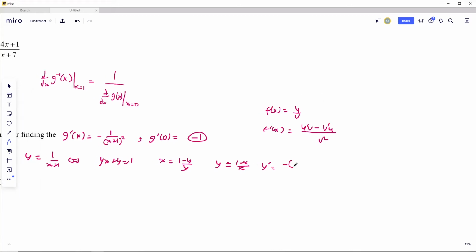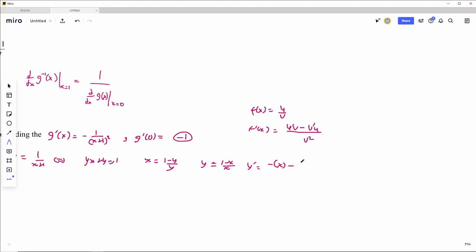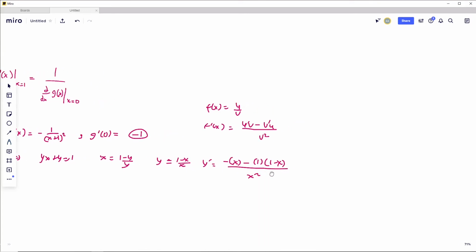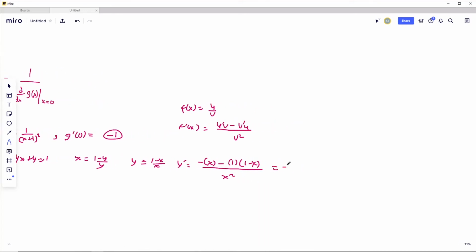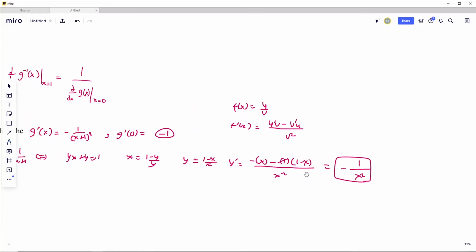That's minus the function, minus the derivative of this, which is 1, times the function, and this is squared. Step by step, minus x, this is nothing but 1, so I'm going to ignore it. Minus 1 plus x, distributing the minus carefully, these cancel, so to simplify you get minus 1 over x squared, a simple equation.